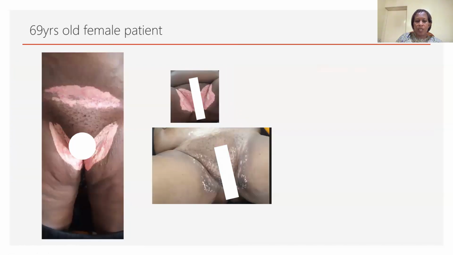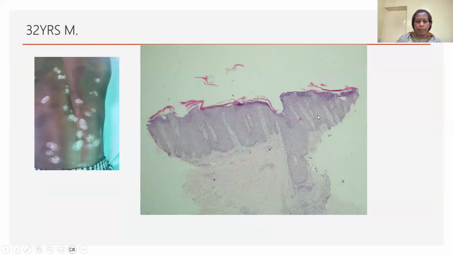As you saw in the previous picture, this is the patient after 6 months on clobetasol. There is really a great improvement in this patient.